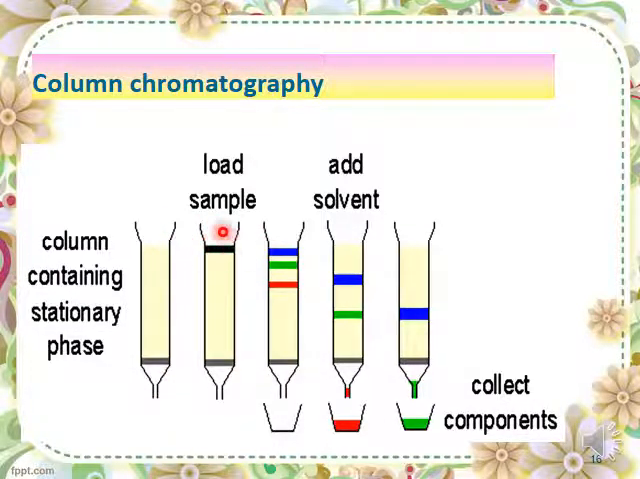Okay, so we load our sample here. This sample is composed of 3 components: component A, B, and C, component red, green, and blue. So here we see A is non-polar because it moves faster. So it will be collected first, followed by component green, which is considered as semi-polar, and then lastly component blue, which is the most polar component, because it moves slower. So it was retained by the stationary phase.